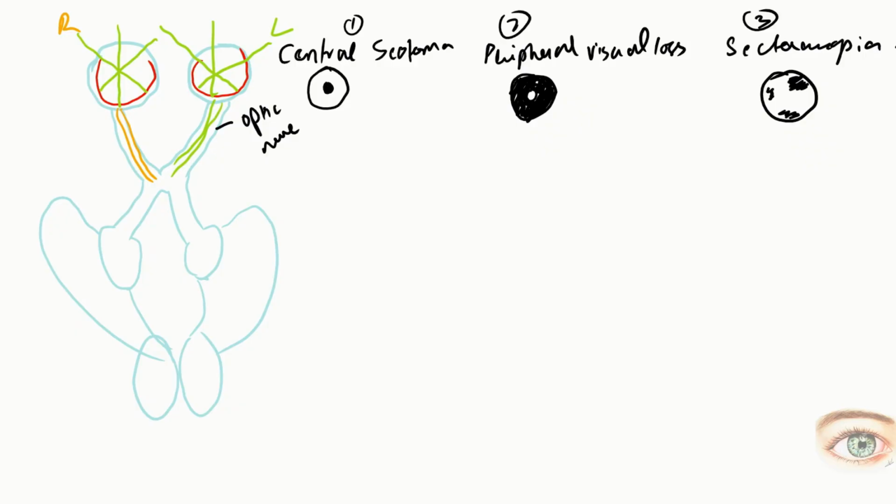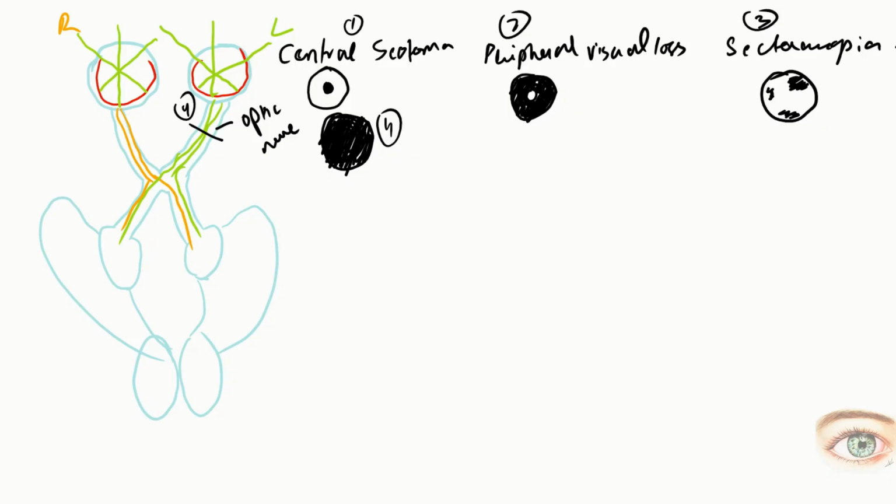At this level, if any lesion occurs, there is going to be complete blindness of the ipsilateral eye, right? Now what happens is that at the optic chiasma, only the nasal fibers are going to decussate, and the temporal fibers are going to stay uncrossed.